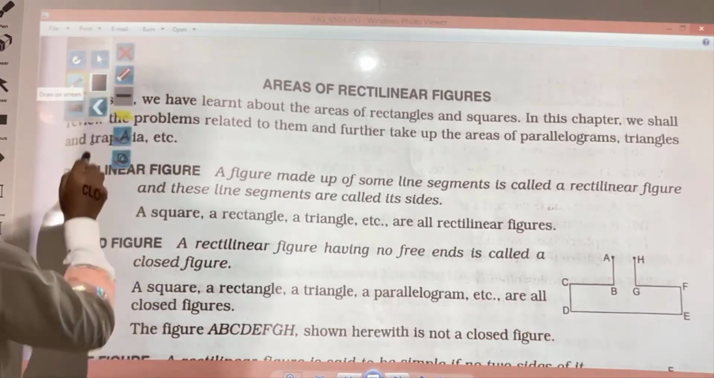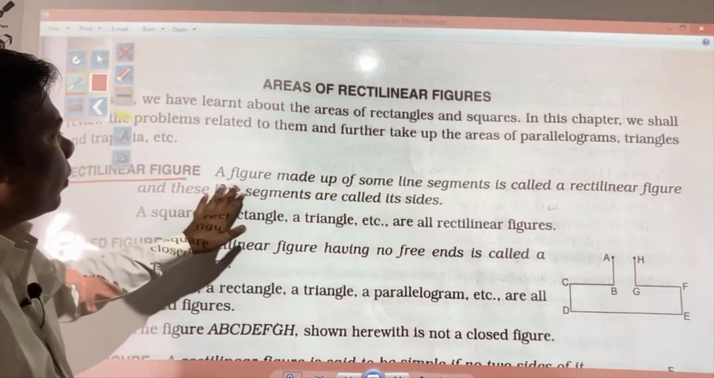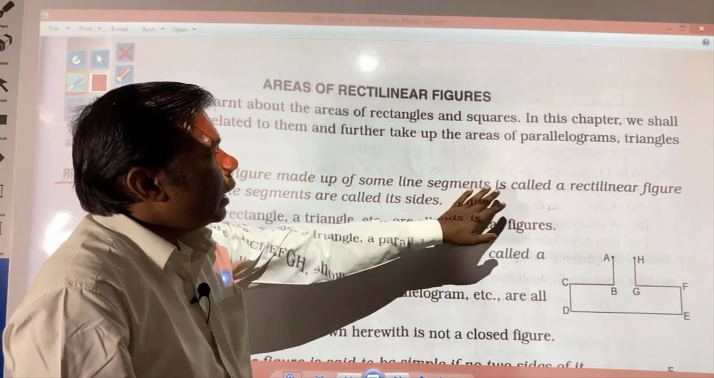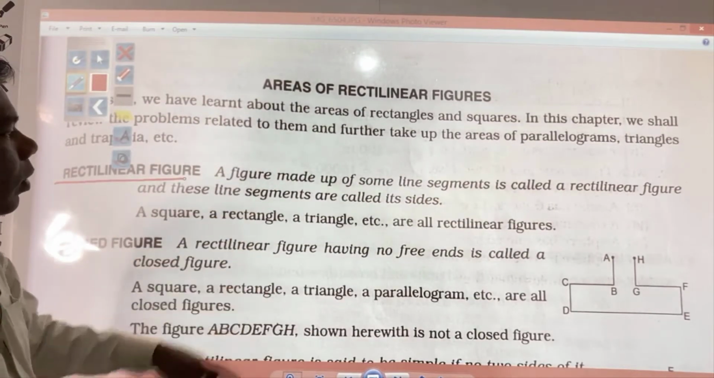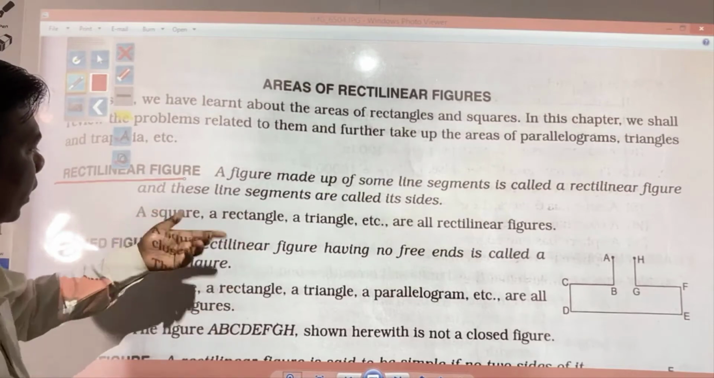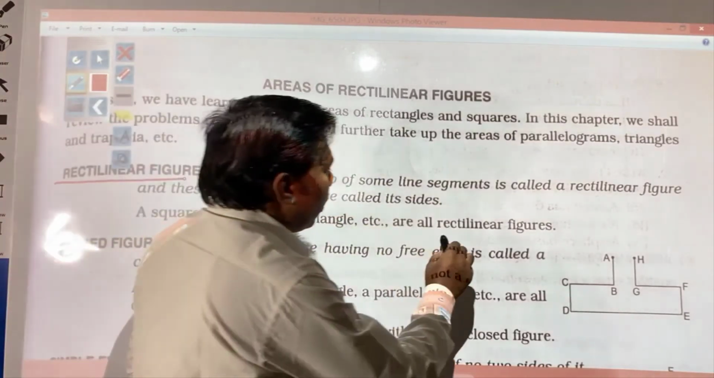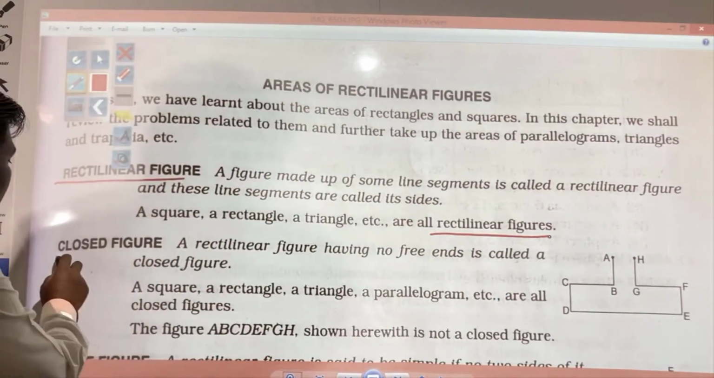Here you have the rectilinear figure. What is it? A figure made up of some line segments is called a rectilinear figure, and these line segments are called its sides. Like square, rectangle, triangle, etc. are all rectilinear figures.